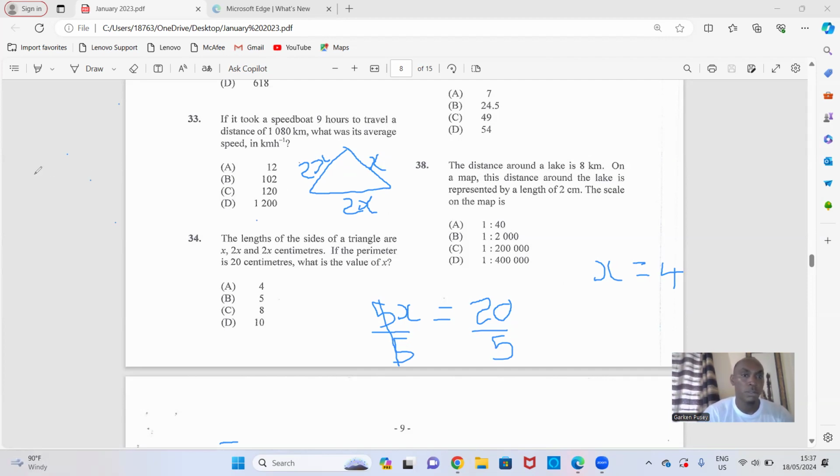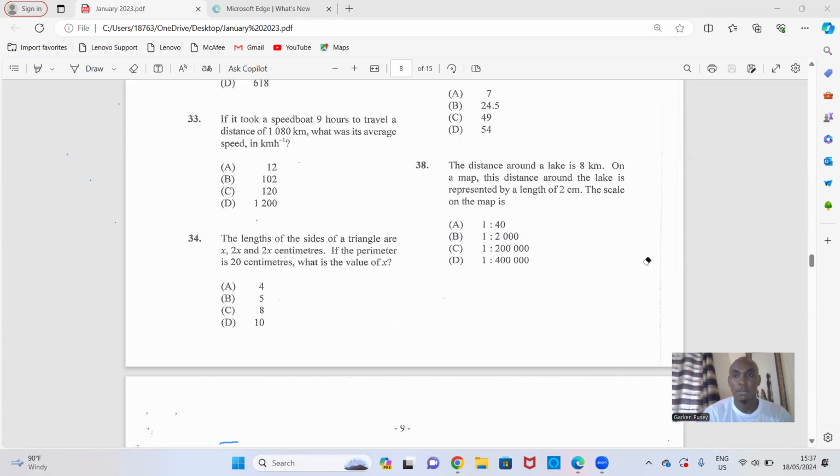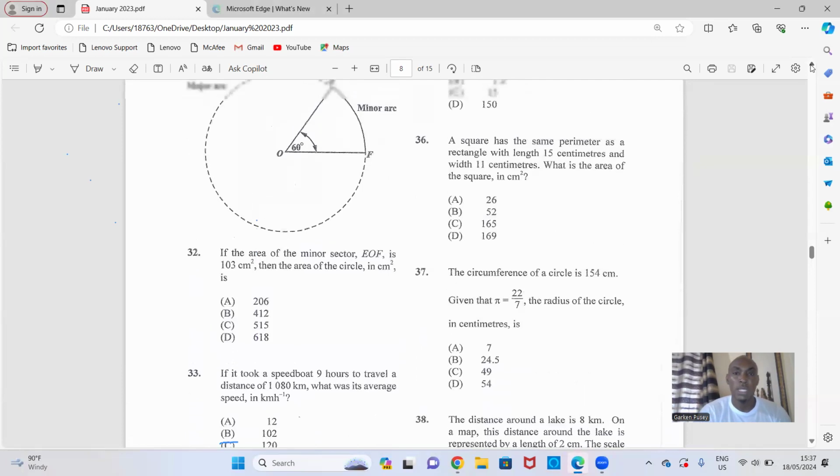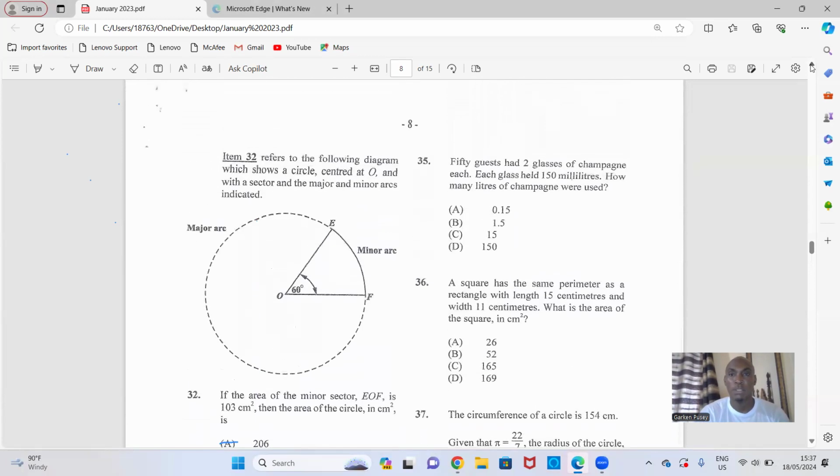Let's jump to question number 35. Question number 35. And when you work other papers, you're going to notice that you'll see back some of these questions. That is why we're saying work at least 5 past papers, please. Once you work 5 past papers, you should be fine.